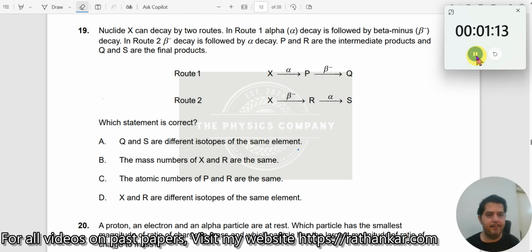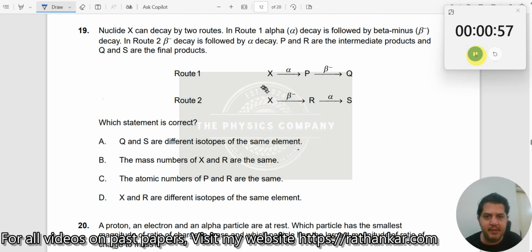Question number 19. Nuclide X can decay by two routes. Two routes are given here: alpha decay and beta minus and alpha decay. P and R are the intermediate products and Q and S are the final products. Which statement is correct?